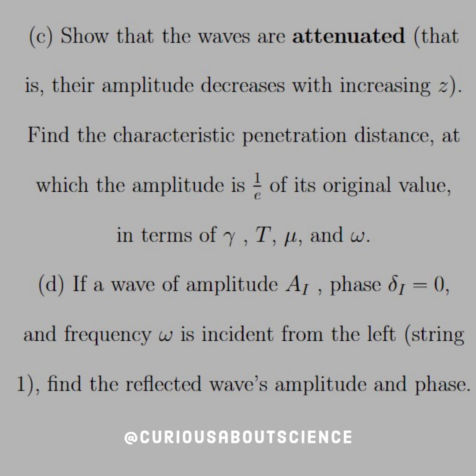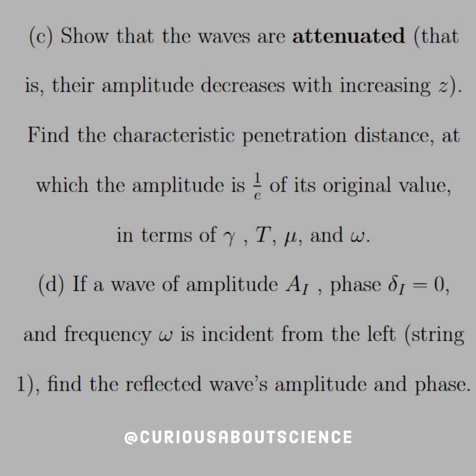C, show that the waves are attenuated. That is, their amplitude decreases with increasing z. So that's going to be very important later on as well. And what we want to do is find a characteristic penetration distance at which the amplitude is 1 over e of the original value in terms of gamma, T, mu, and omega.